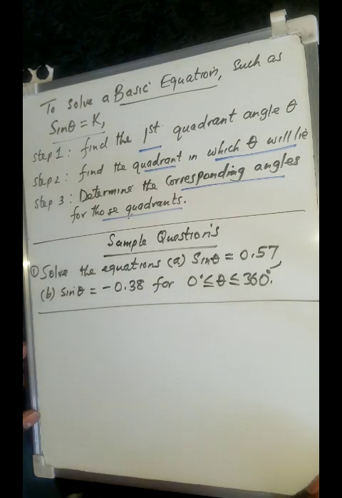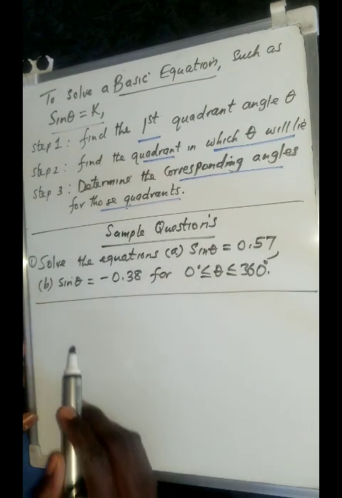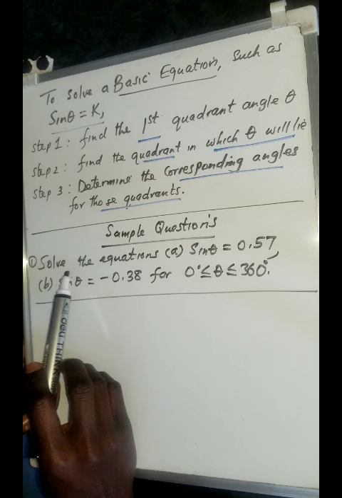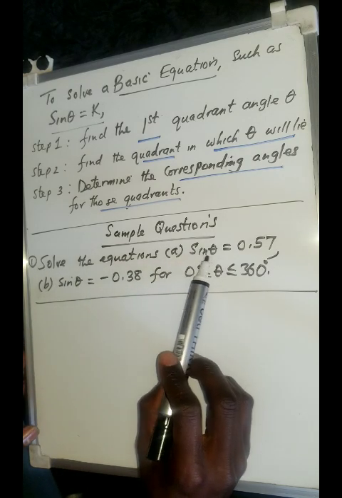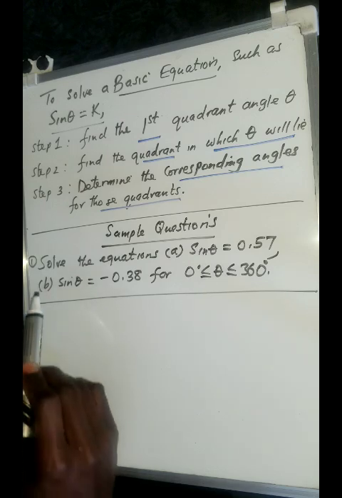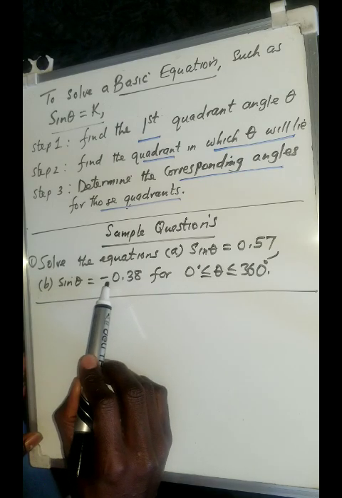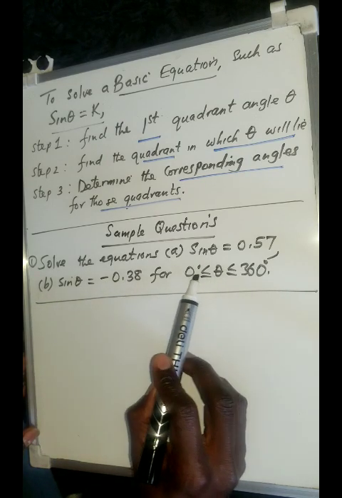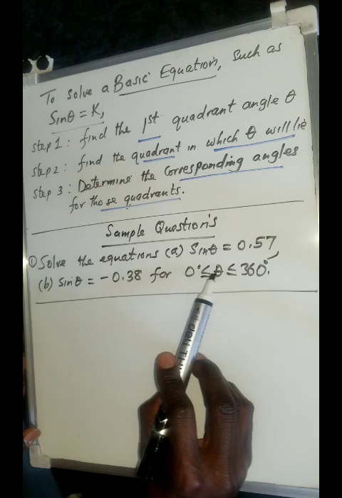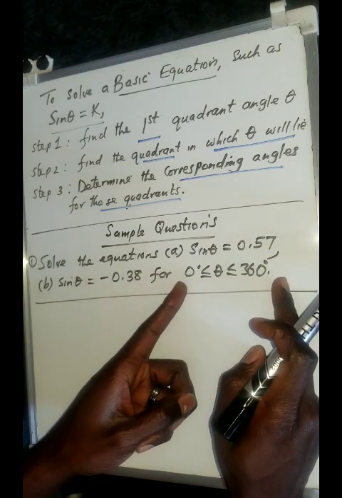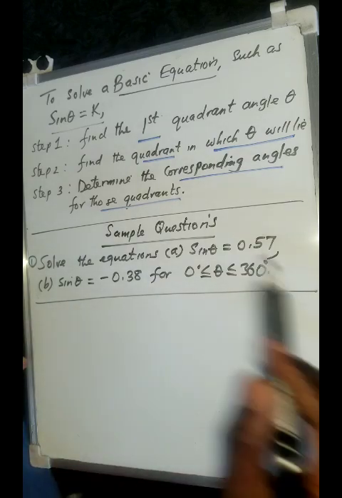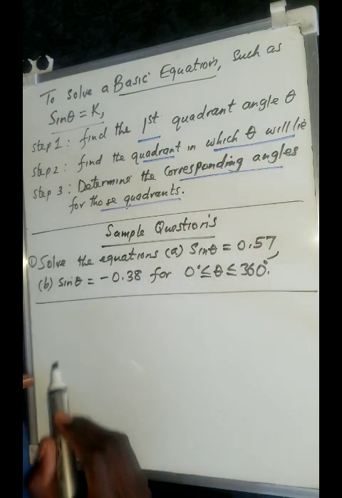So I've got a series of questions that I'm going to look at. For example, they tell you: solve the equation (a) sine theta is equal to 0.5 and (b) sine theta is equal to negative 0.38 for angles between 0 and 360. So they have given you angles between 0 and 360, so that is 1 revolution.